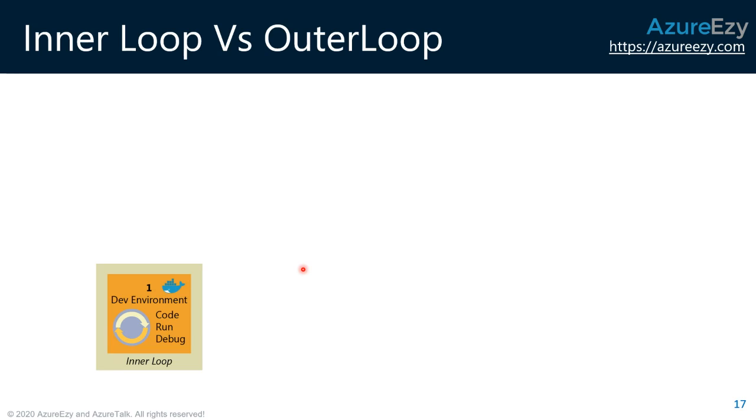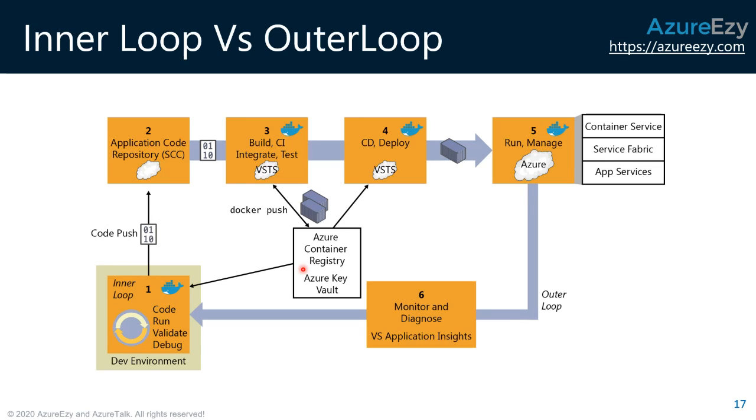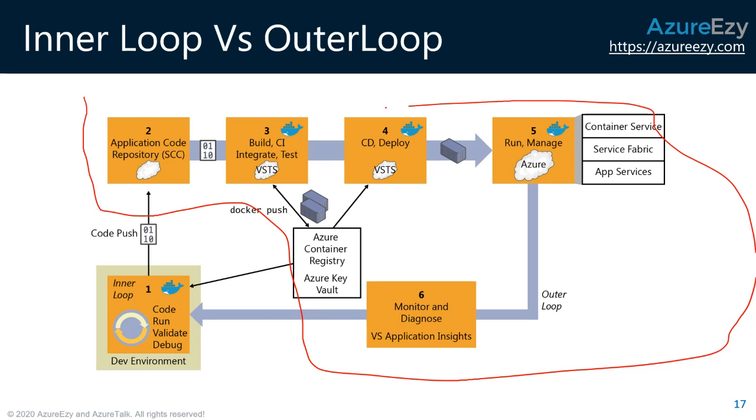Now you can automate this inner loop using some pipeline software, but looking at the sensitivity of the information, it is still the development environment, and that is why we call it the inner loop. As soon as your development environment confirms that things are done, the changes go through a whole cycle of the outer loop. Starting from here, this whole thing is what we call the outer loop.